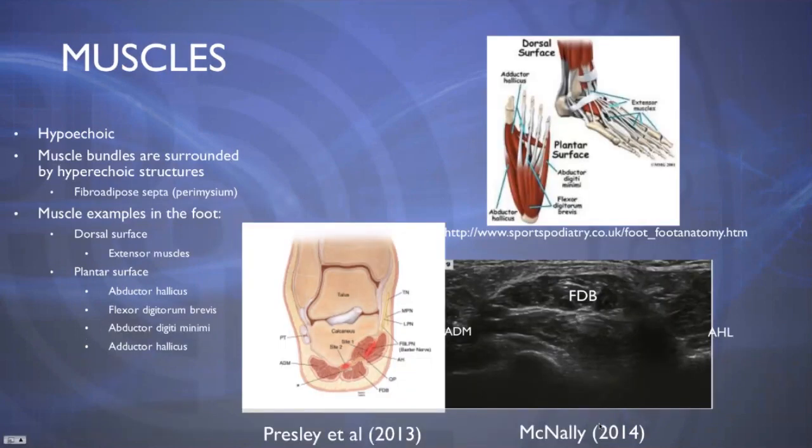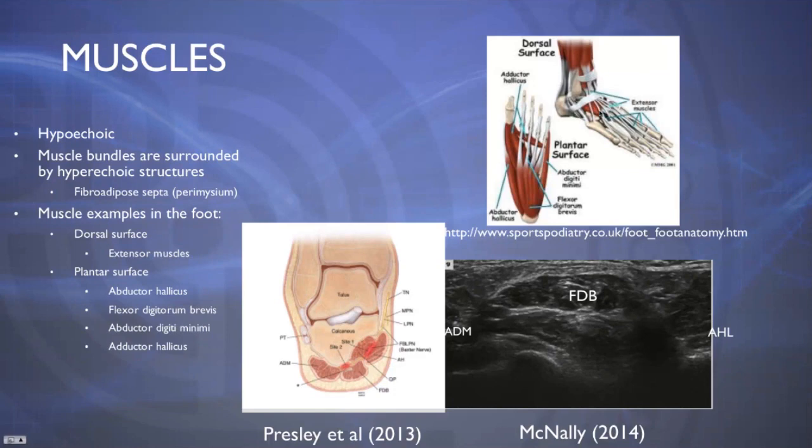Muscles are going to be more hypoechoic, and muscle bundles can be surrounded by hyperechoic structures known as fibroadipose septa. Muscle examples in the foot on the dorsal surface are going to be the extensor muscles, which are depicted here in this diagram. On the plantar surface, there are several.